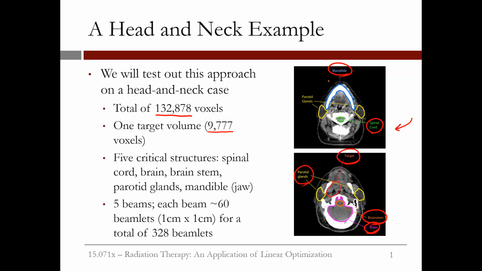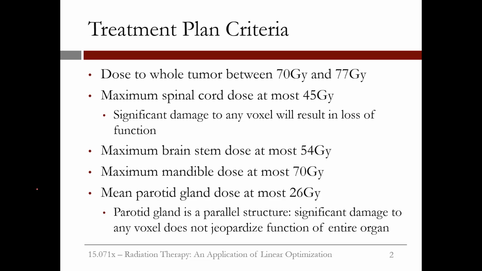We're using 5 beams, and each beam is composed of about 60 beamlets. In total, there are 328 beamlets. In this example, we want the dose to the whole tumor to be between 70 and 77 gray. The spinal cord dose should be no more than 45 gray, since significant damage to any voxel in the spinal cord will result in loss of function.